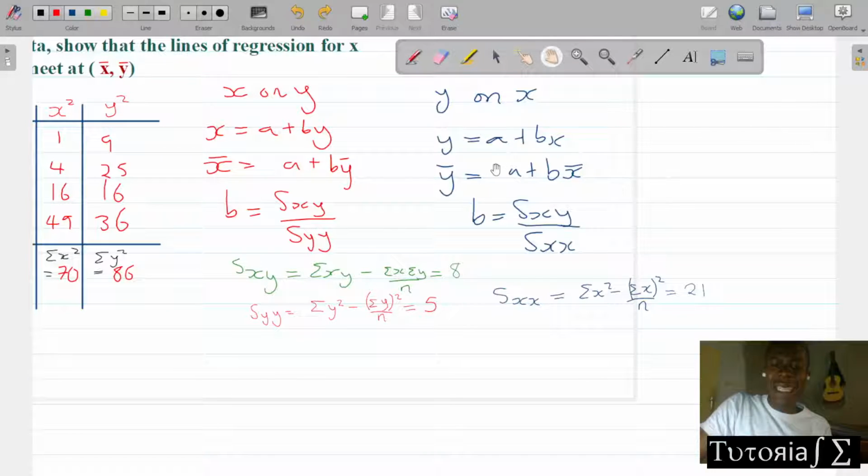In our case, our b here is 8 over 21. Remember, b is Sxy, which is 8, over Sxx, which is 21. And b on this side will be equal to 8 over 5, which is Sxy, which is 8, over Syy, which is 5, and which simplifies to 1.6. To find our a, we use this equation. I hope you can see. Let me just zoom in a bit.